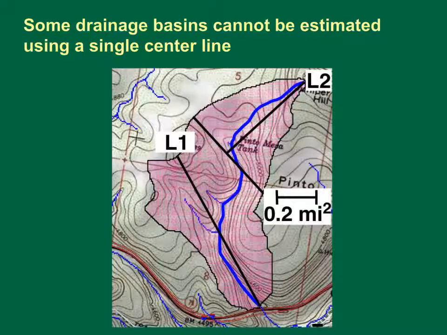Some drainage basins cannot be estimated using a single center line. This image shows the Streamstats watershed delineation for the unnamed tributary above Route 17 on Pinto Mesa, Arizona. In this case, two center lines are needed to estimate the area with the sampling method. In this figure, the center lines denoted as L1 and L2 are used to facilitate measurement of two almost perpendicular sections of this watershed. The third line, which is perpendicular to the end of line 2, is the dividing line between areas. On this map, length 1 is about 0.87 miles, and length 2 is about 0.55 miles long.